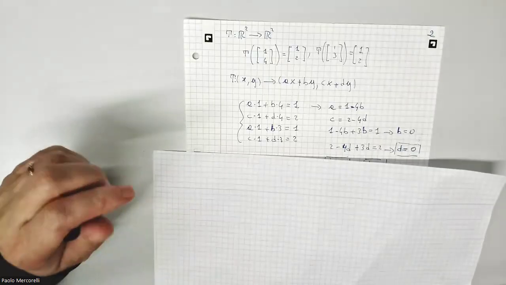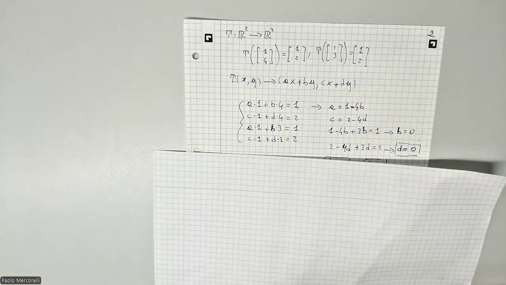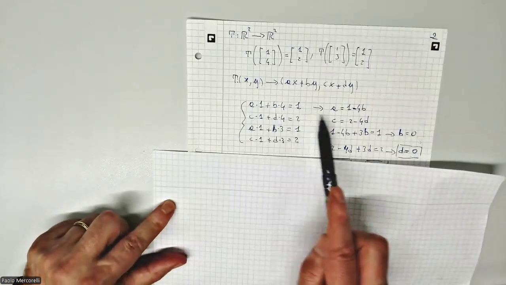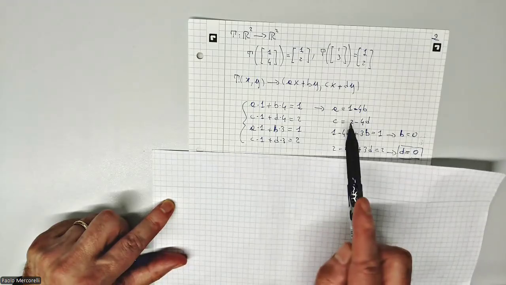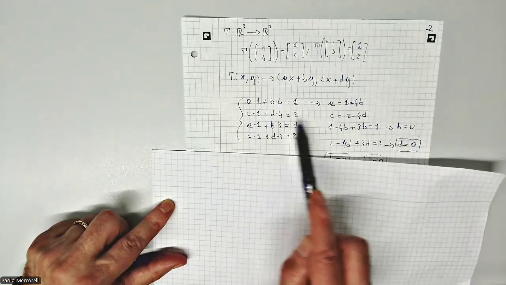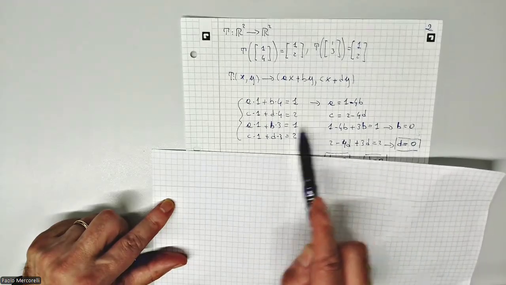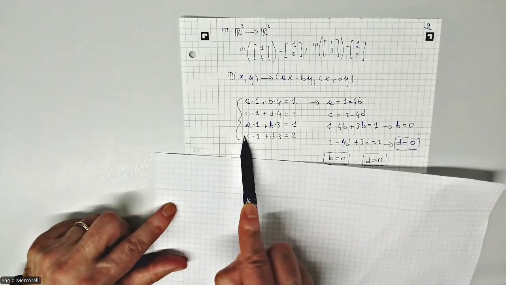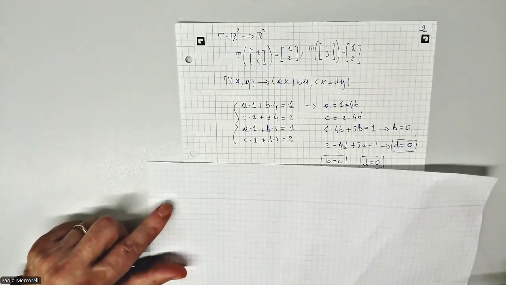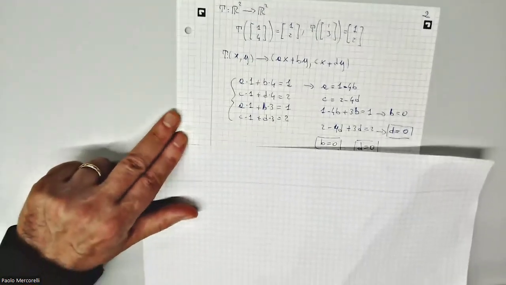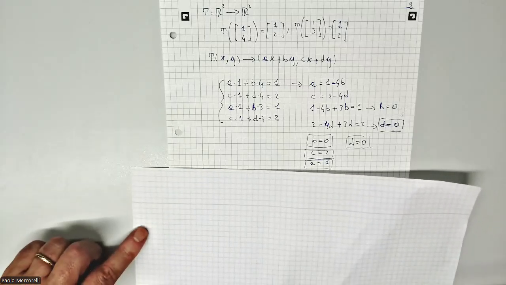Now, of course, it's boring to solve these four conditions, but as before, I can calculate, for instance, A from the first one. I can calculate C from the second one. I plug in A here. I can plug in C here. Believe me, I will obtain B equals 0, D equals 0. We can look a little bit together at these calculations. The calculations are boring, but it's not so difficult.